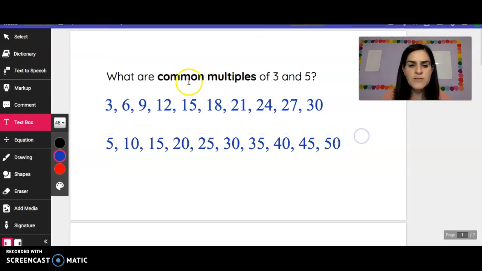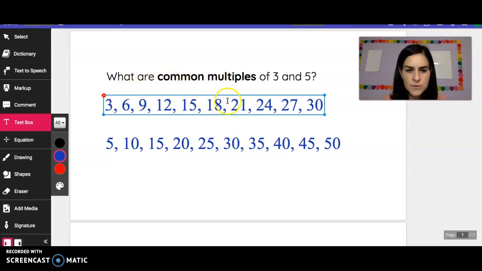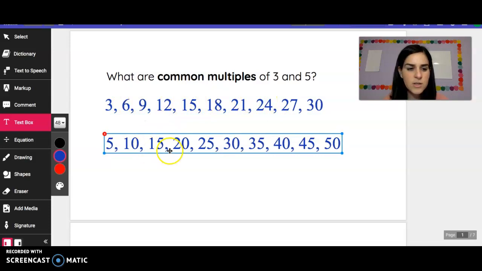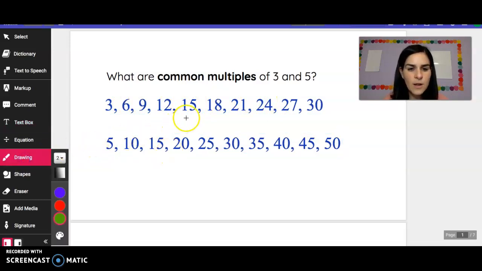And now I'm trying to find the common multiples, the ones that are the same. Can you look through these and see, are there any that are in this row that are also in this row? Well, I see one already. Did you see this one? They have 15 the same. Do you see any others that are the same? I noticed that 30 is also the same.